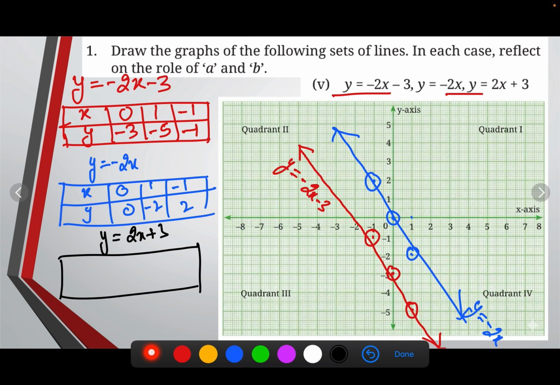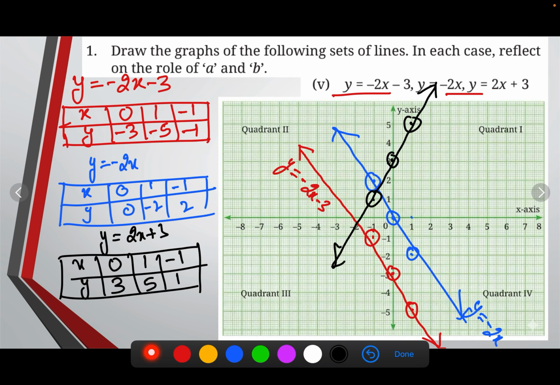Table, 3 solutions, x and y. X is 0, y is 3; x is 1, y is 5; x is minus 1, y is 1. So 0, 3, first point; 1, 5; minus 1 and 1, third point. So it gives me, it is y is equal to 2x plus 3.